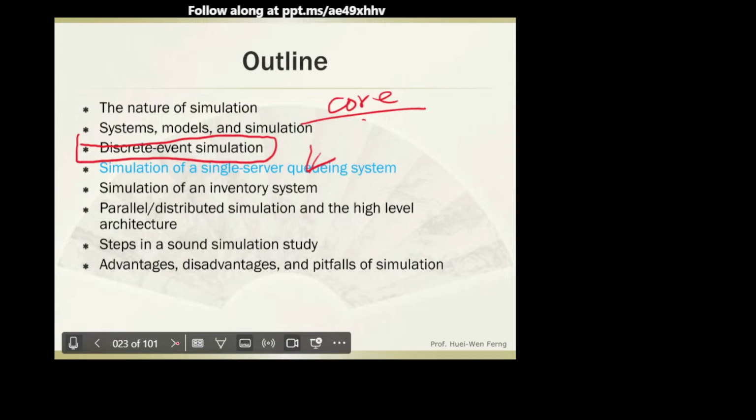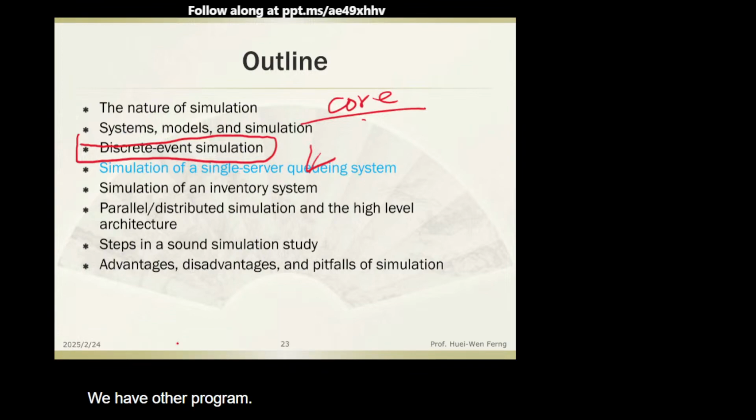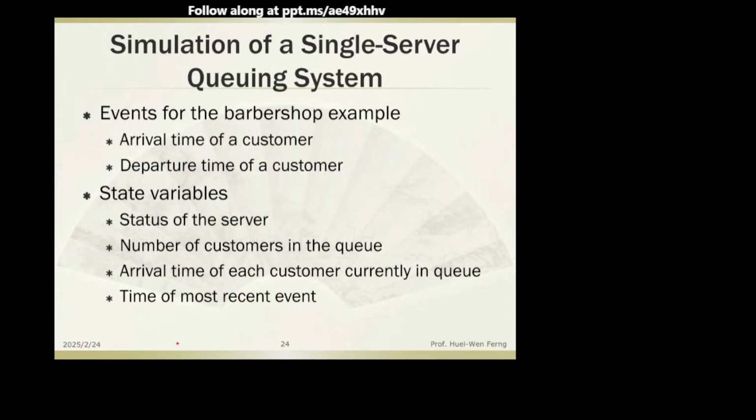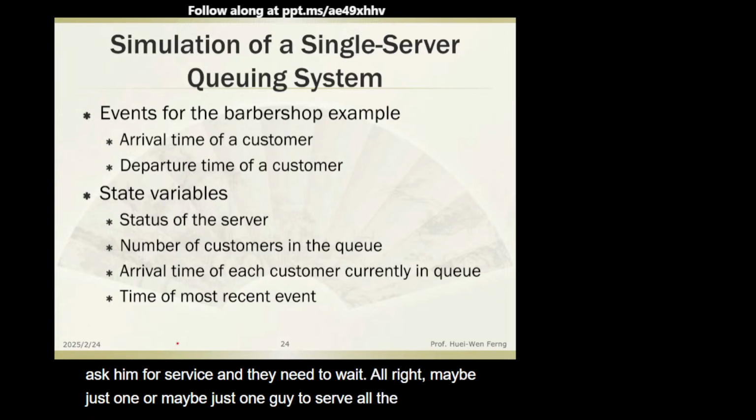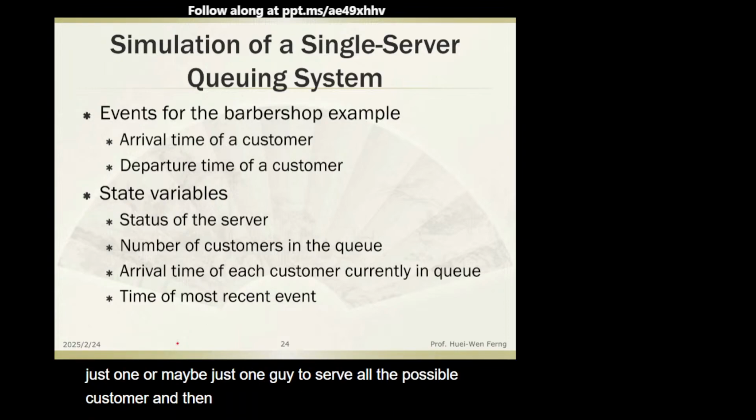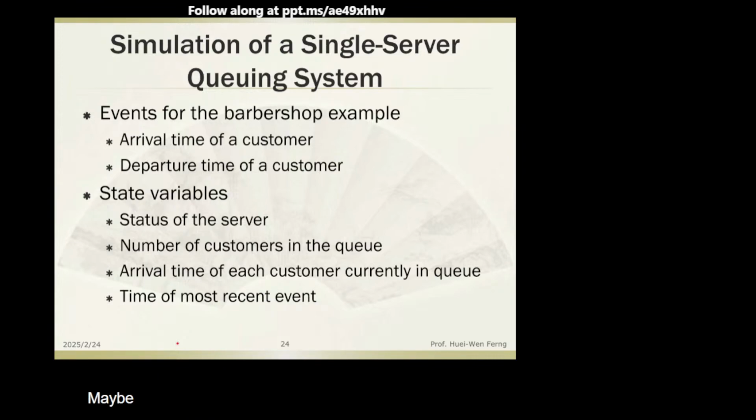We have the program, then we have a simulation. Well, for a single server, we have a barbershop: customers arrive at the barbershop asking for service, and they need to wait. Maybe just one guy serves all the possible customers, and then they will wait, and once finished, they will leave. So we have maybe an example like this.